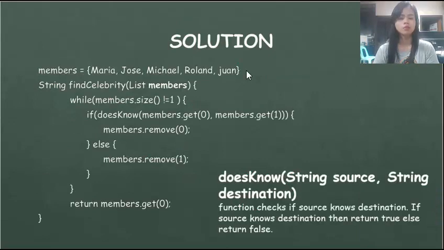So the solution to this problem is, we have this function, we call it findCelebrity, and we pass the list of members. In this function we perform a while loop, and in the while loop we call the doesKnow function. The doesKnow function receives source and destination parameters. It checks if source knows destination. If source knows the destination, then return true, else return false.